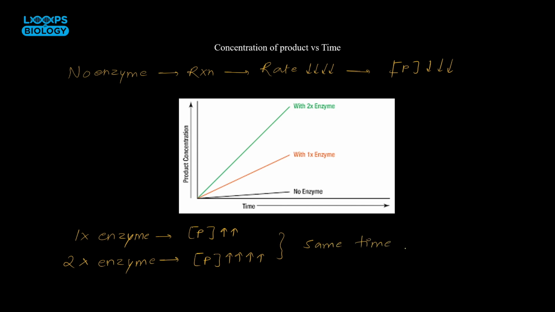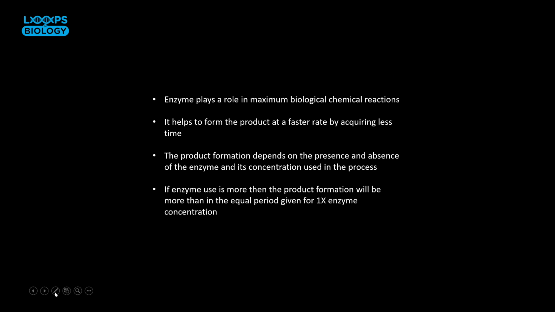If I am talking about 2 minutes of the process, then in 2 minutes, if I am getting 2 moles of the product by 1x enzyme, then I might be getting 4x product in the same time itself. Alright. Then if we are talking about this graph, the enzyme plays an important role in maximum biological chemical reactions. It helps to form a product at a faster rate by acquiring less time. The product formation depends on the presence and absence of enzyme and its concentration used in the process, that we have seen in the last graph.